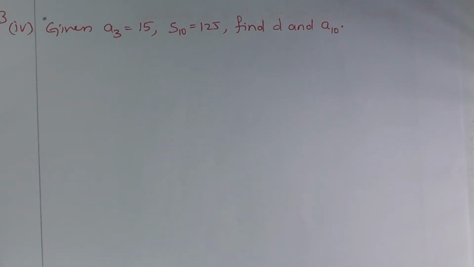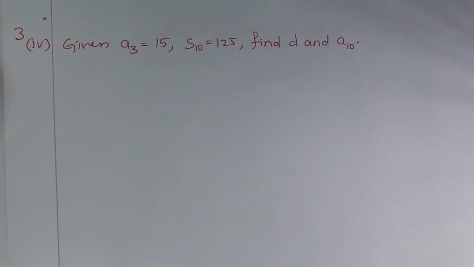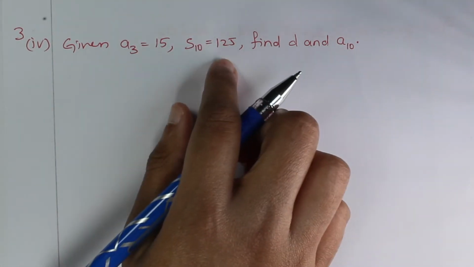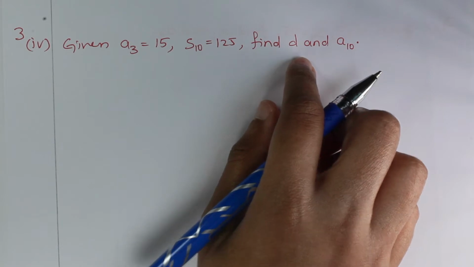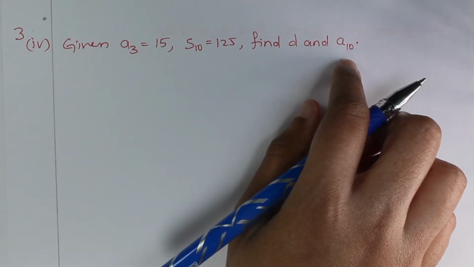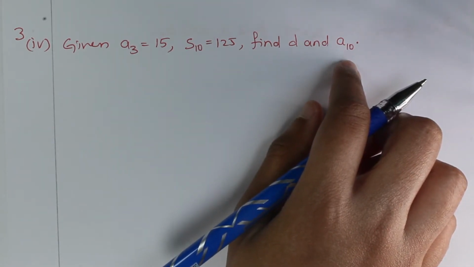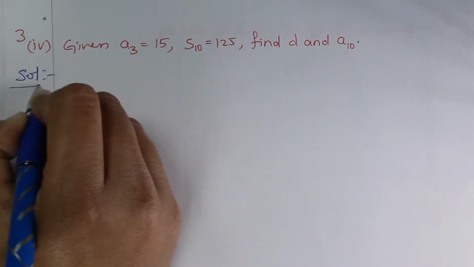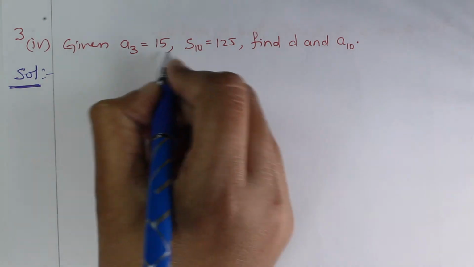Now let's move to the fourth question in this third Roman. He has given A3 is equal to 15, S10 is equal to 125. Find the common difference D and A10. So let us write down the information he has given. We are not yet clear which formula to use. So let us write down A3 is equal to 15.